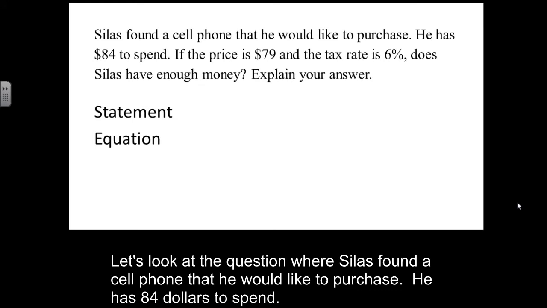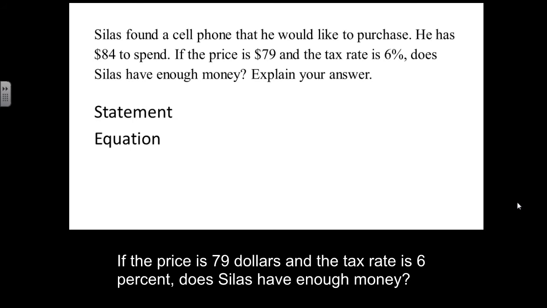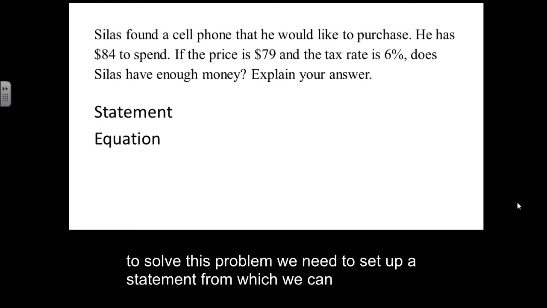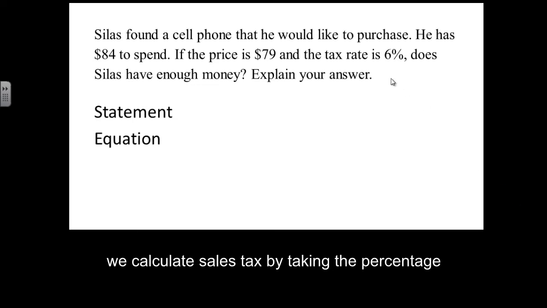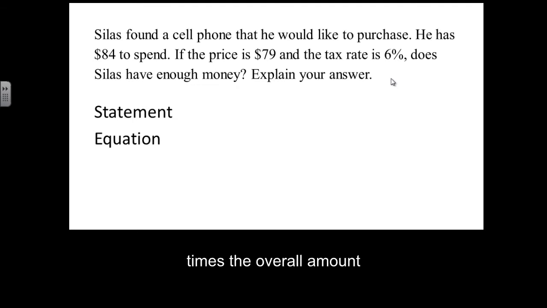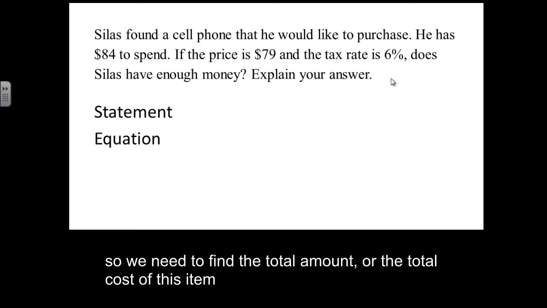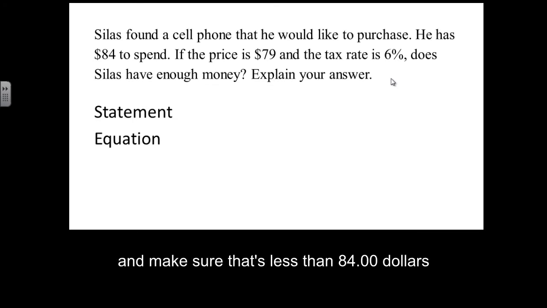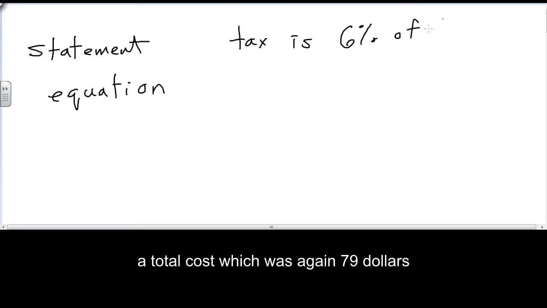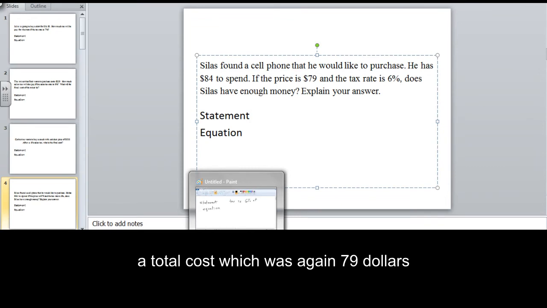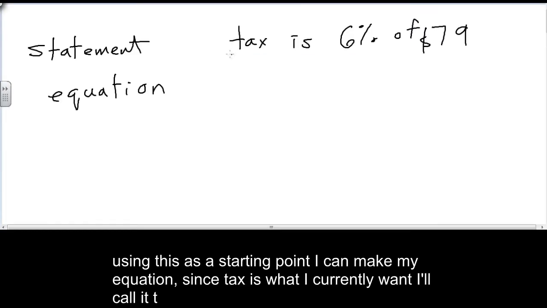Let's look at the question, where Silas found a cell phone he would like to purchase. He has $84 to spend. If the price is $79 and the tax rate is 6%, does Silas have enough money? To solve this problem, we need to set up a statement from which we can create an equation that we can solve. We calculate sales tax by taking the percentage times the overall amount. So we need to find the total amount, the total cost of this item, and make sure that it's less than $84. I'll say tax is, again, 6% in this case, of my total cost, which was, again, $79. Using this as a starting point, I can make my equation.